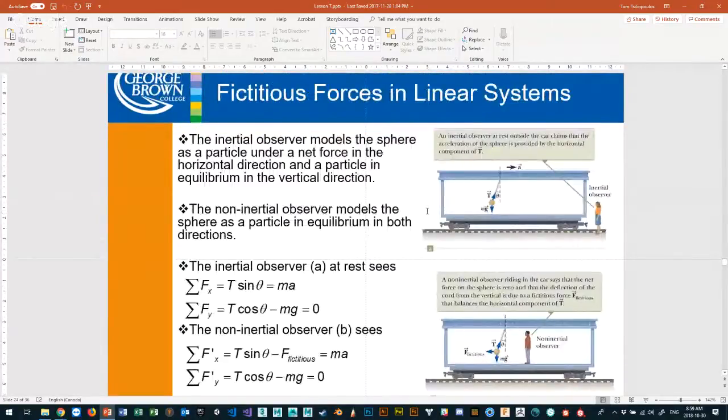Just going to keep going. So here are some fictitious forces in linear systems. I'm just mentioning this again. Am I going to give you a question like this on a test? Hell no, I'm not going to do that. But I want you to think about this. In this particular case, the observer has a different frame of reference than the person that's in the car, right?